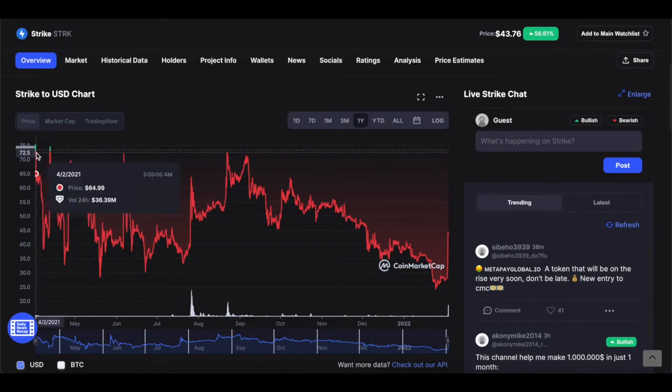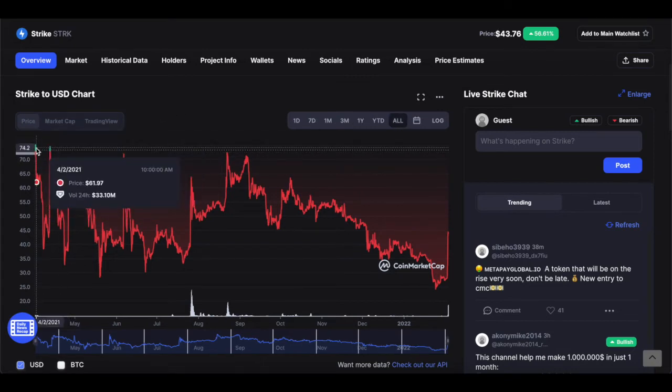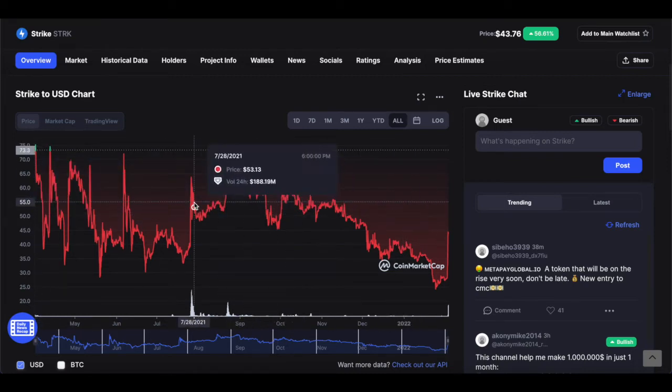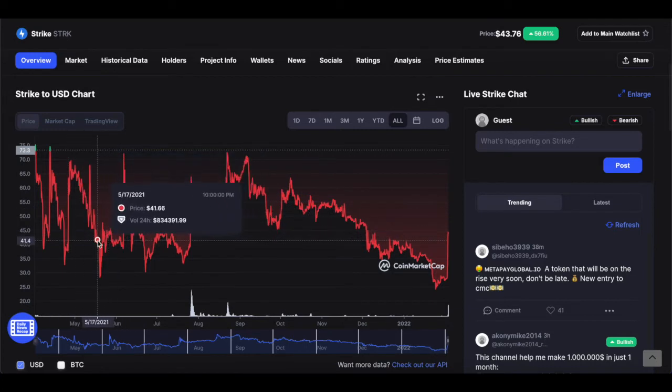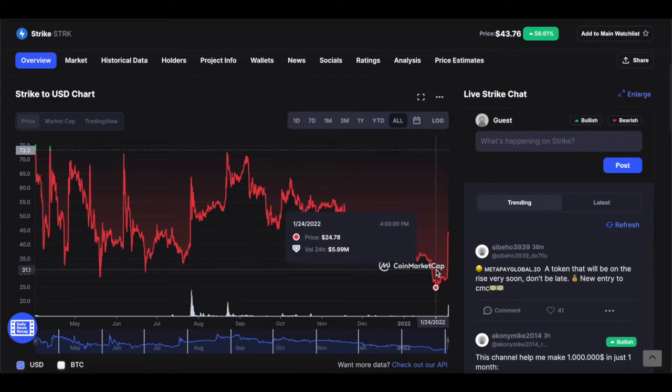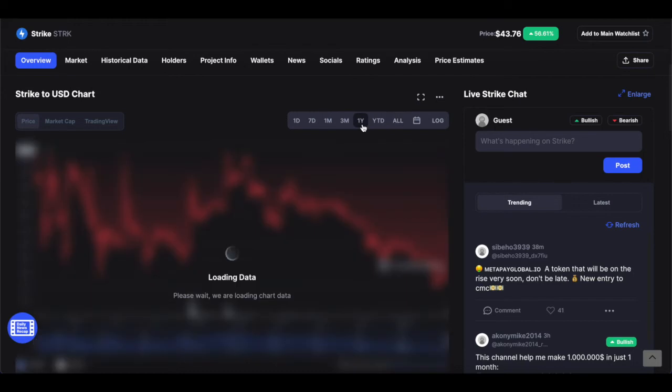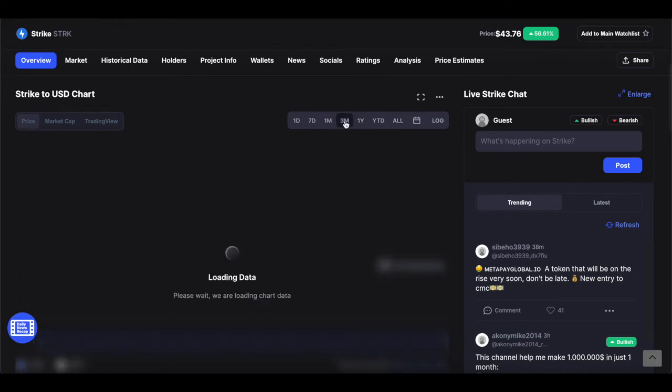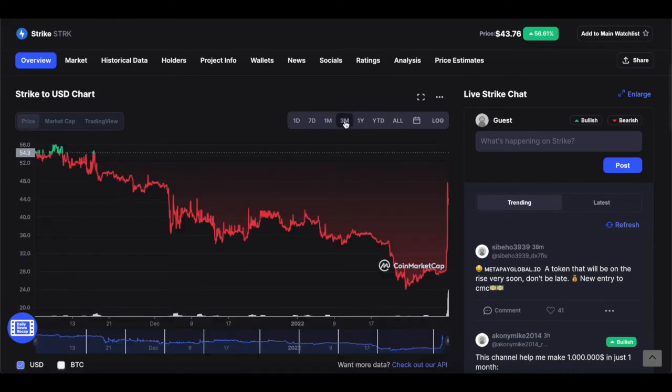Now, if we take a look at this token for the past year, or at least the year of its existence, this token was actually released last year, around April, and the price at that time was around $75. But it's been incredibly volatile all throughout its history, and some of the lowest price points were around $30, and most recently around $24. That's been its lowest price throughout its history.